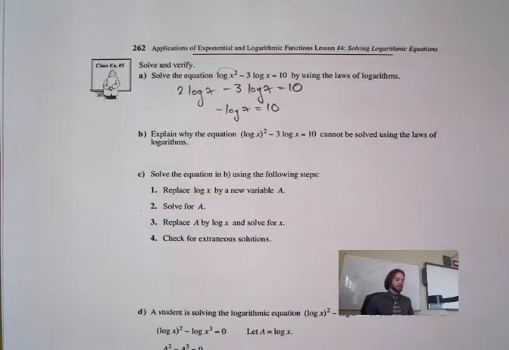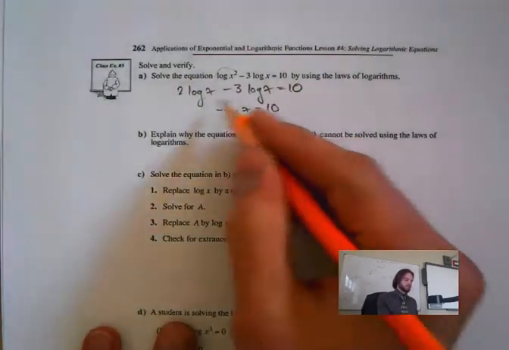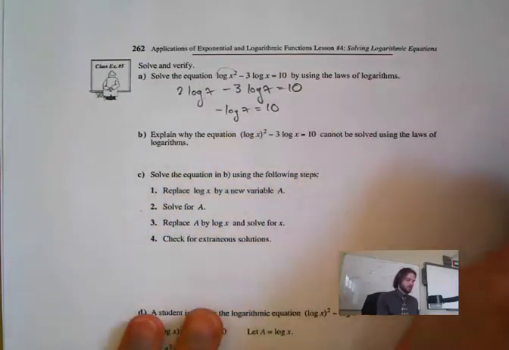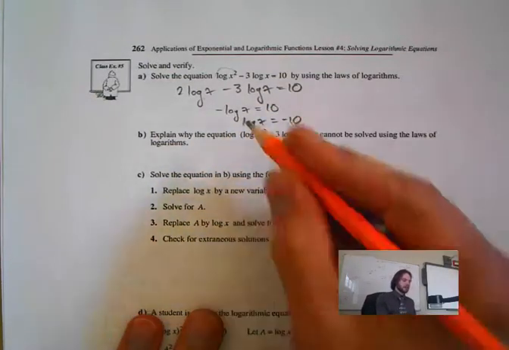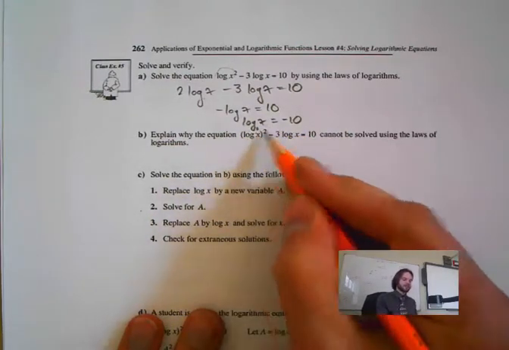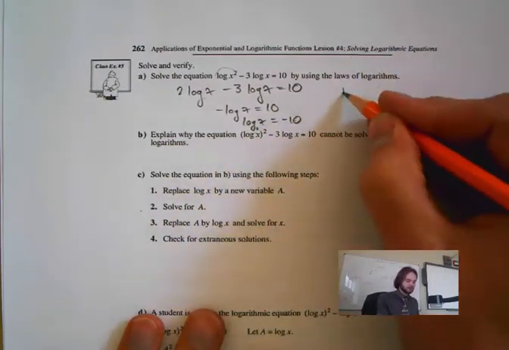Alright? Then I want to get my x positive, so that's going to be log x is equal to negative 10. And remember, this is an imaginary 10, so 10 to the power of negative 10 is equal to x.